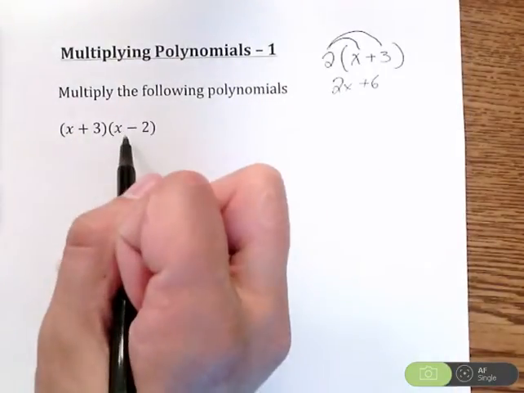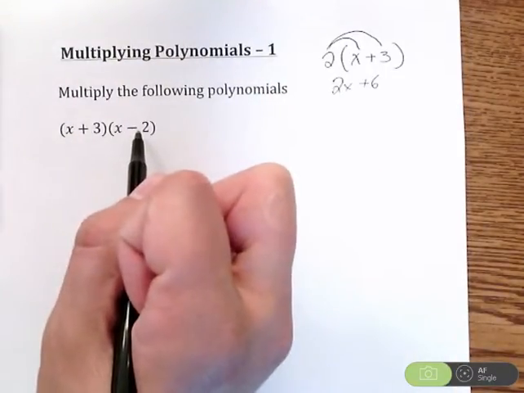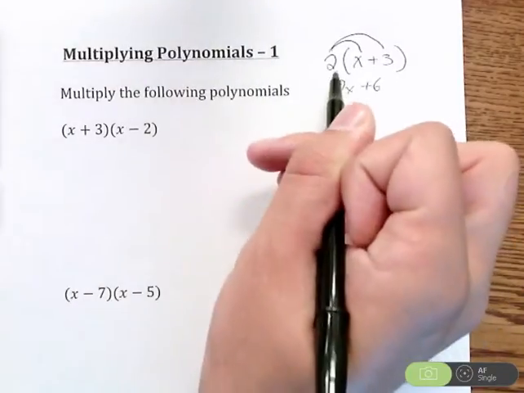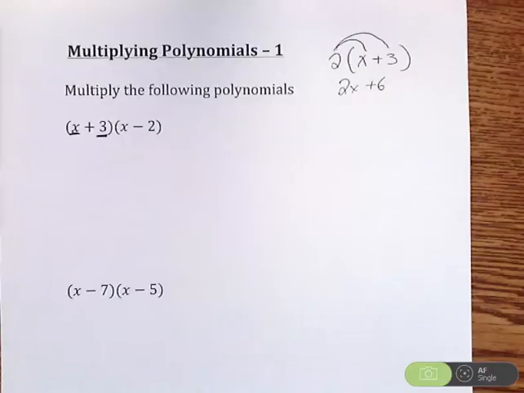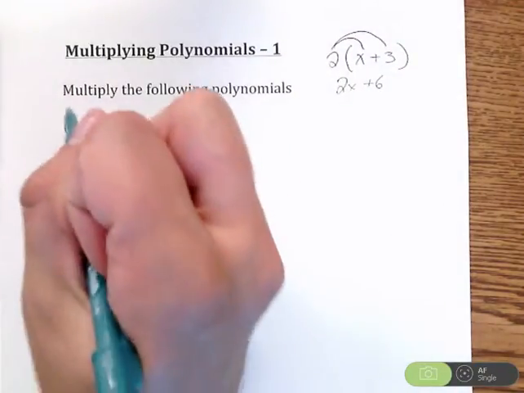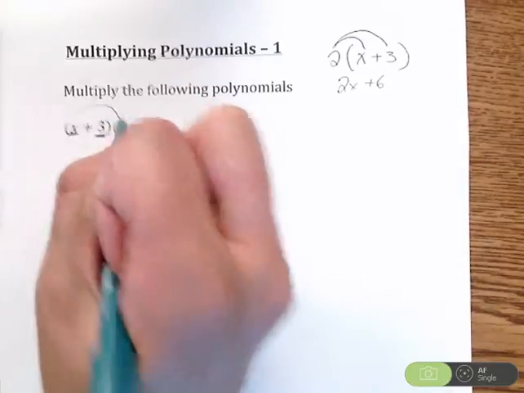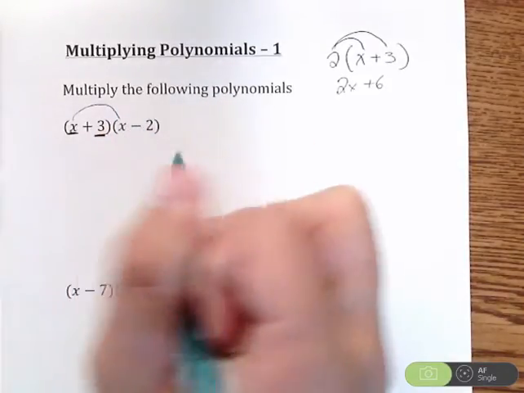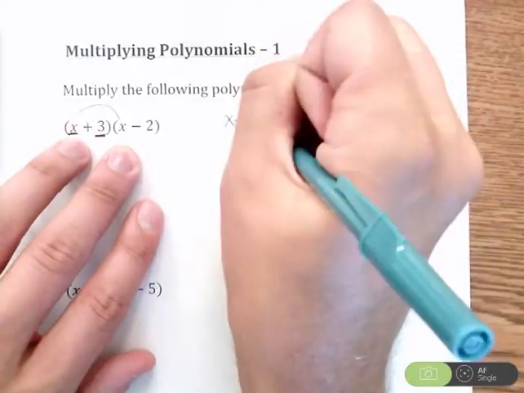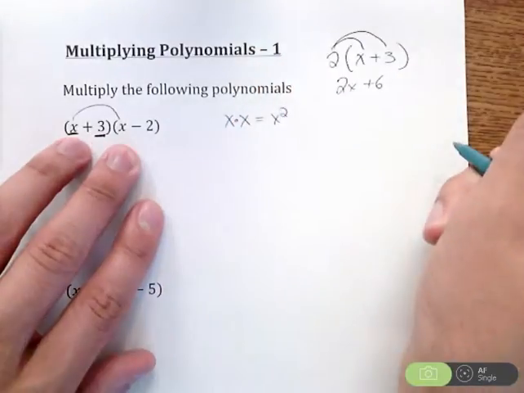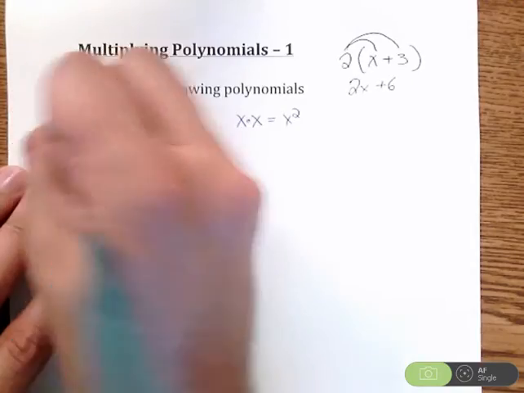The only difference is I still have that second parentheses, x minus 2, but instead of distributing just one number, we're actually distributing two different pieces. We're going to distribute the x, and we're going to distribute that positive 3. So I'm going to take this x and multiply it by the first term in the second parentheses. I'm taking x times x, which is x squared. So I get an x squared.